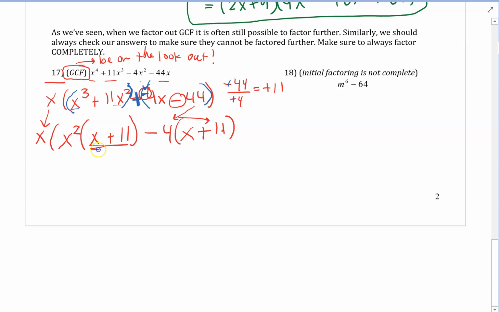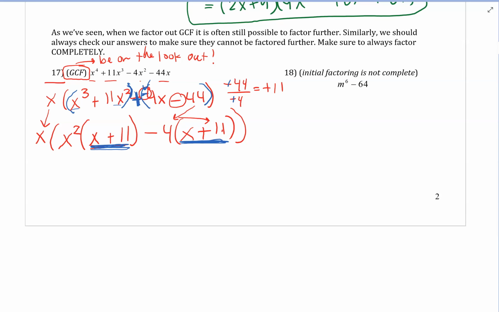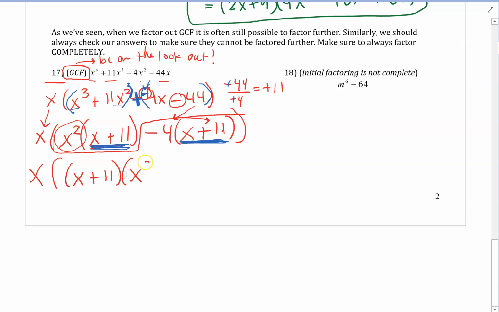Okay. So then we notice that we have 2 identical binomial factors. And these identical binomial factors can be considered our new GCF. And I can factor the binomial out. So I still have my x out here. In this problem, I'm going to go ahead and factor out the x plus 11 from this one and that one. And then I'm left with x squared and minus 4. So far I have x times x plus 11 times x squared minus 4.